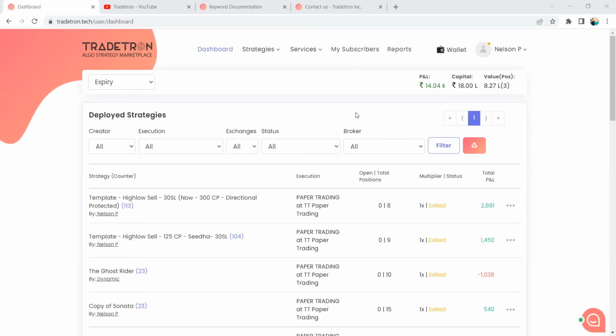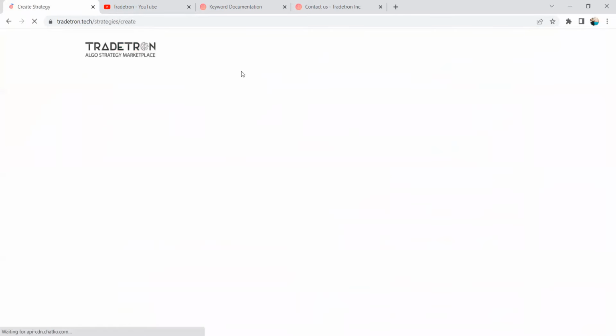So today I will be showing you how to create a strategy on Tradetron. The agenda for today's strategy creation is how to create a strategy that takes a trade after price crosses a range of previous X number of days. First of all, we will go to the strategy section once we have logged into Tradetron. So we will go to the create page.